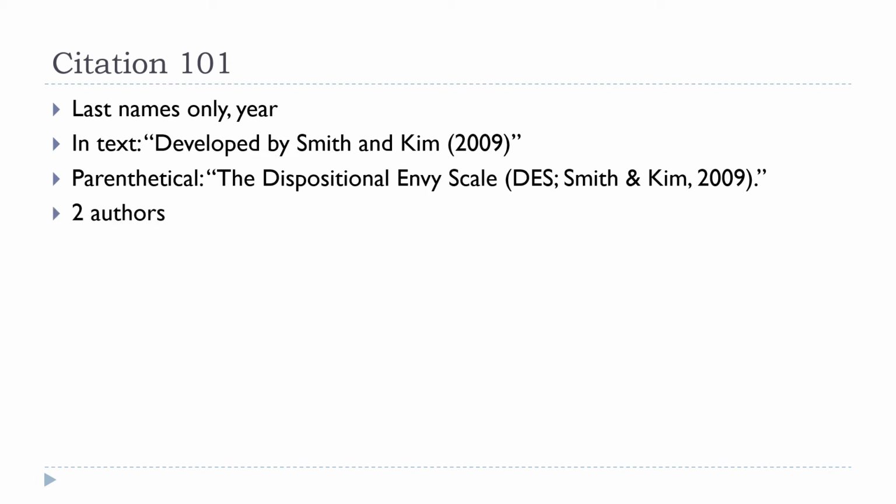General rules of thumb when it comes to multiple authors. When there are two authors, you cite them both each time. So each time I would cite Smith and Kim, I would cite both Smith and Kim.